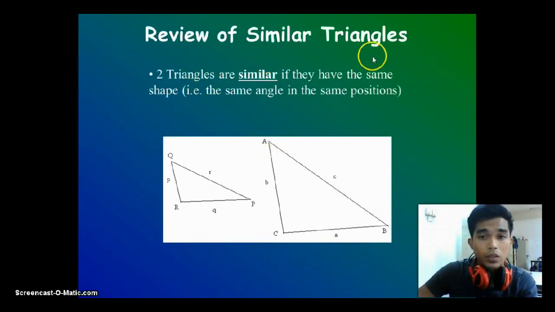Next, review of similar triangle. Two triangles are similar if they have the same shape, the same angle in the same position. For example, QRP and ACB are said to be similar, even though the lengths of both triangles are not the same, but they have the same angle. For example, the angle for QRP is 60 degrees and the angle for ACB is also 60 degrees. It is said to be similar regardless of the length of each side.